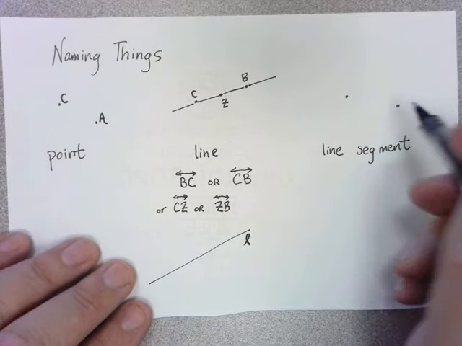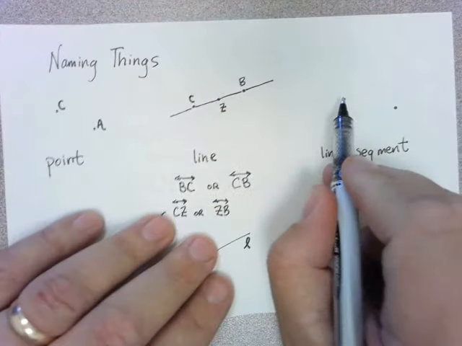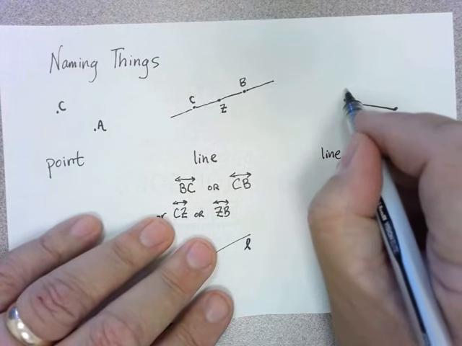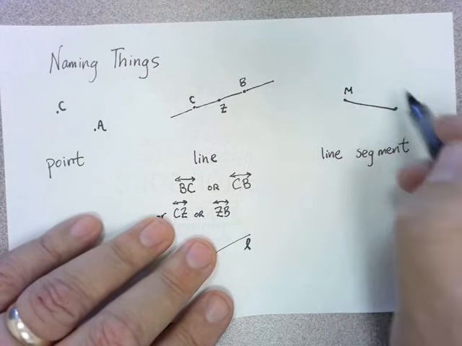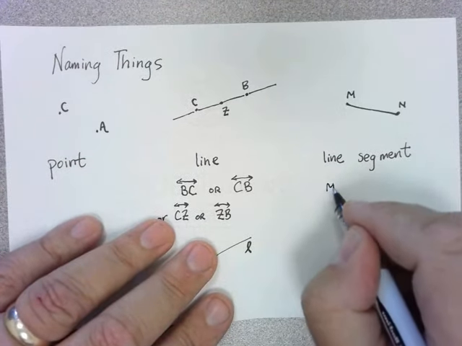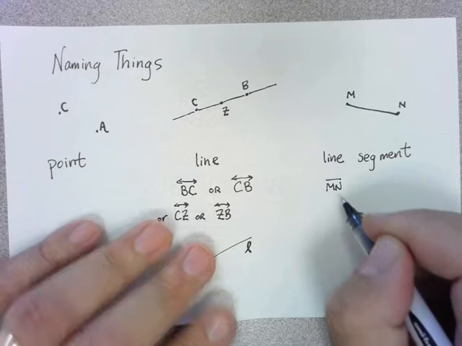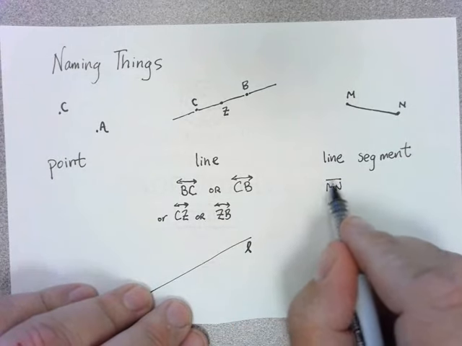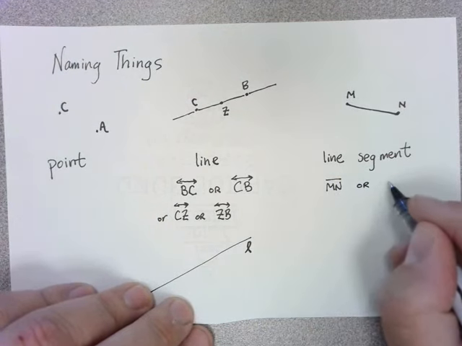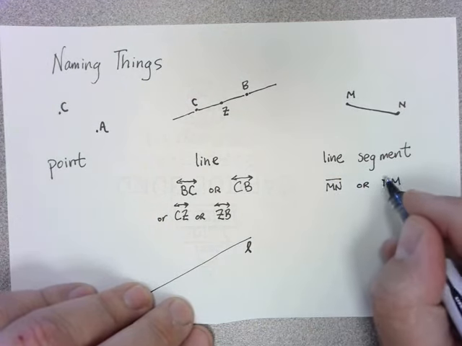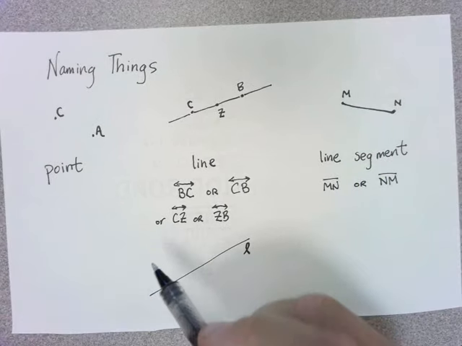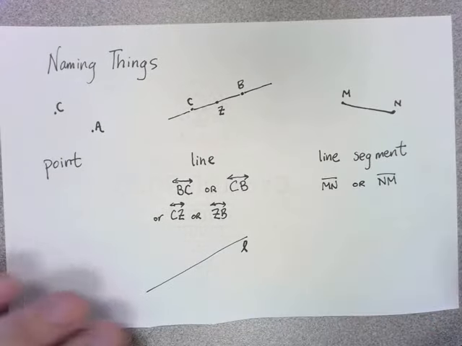So line segments are like lines, except they stop and end at 2 points, and we name them by the endpoints. So we use capital letters again because those are points. So this is line segment MN, and the way we distinguish it from a line is we don't put the arrows on it. This is line segment MN, and it's also line segment NM. It's the same name for this line segment. This is how we name straight things.